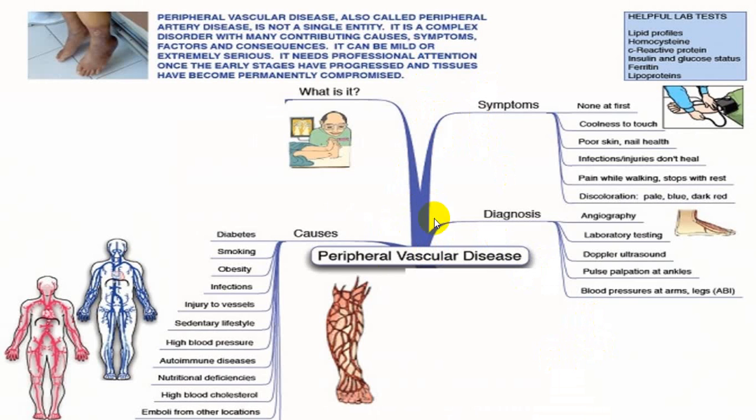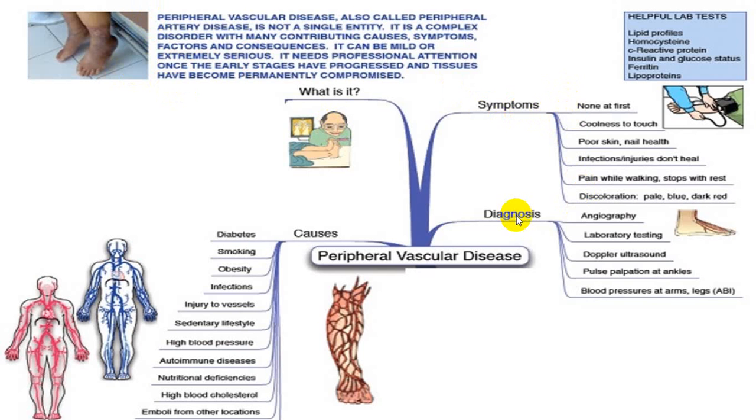Now this is one very useful slide. Peripheral vascular disease: these are all the etiologies, showing you almost everything whatever we have uttered at present. These are what we call the risk factors: diabetes, smoking, obesity, infections, injury to the vessel, sedentary lifestyle, hypertension, autoimmune disease, nutritional deficiency, hyperlipidemia, embolism, inflammations, etc. What is peripheral arterial disease? That is described here. We have already mentioned all those and different stages. These will be the different symptoms, right from asymptomatic to stage 4, which we call critical limb ischemia.